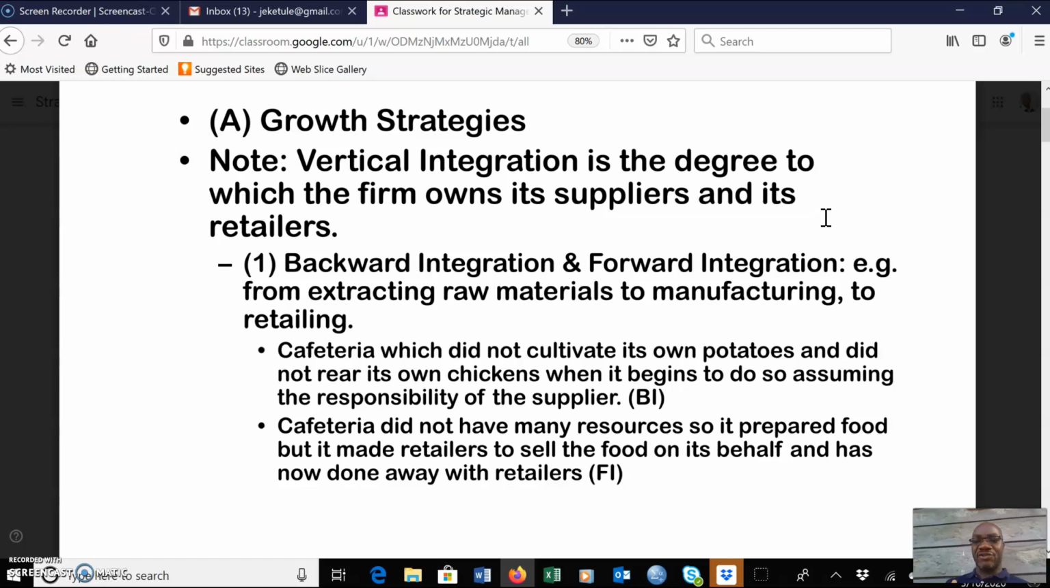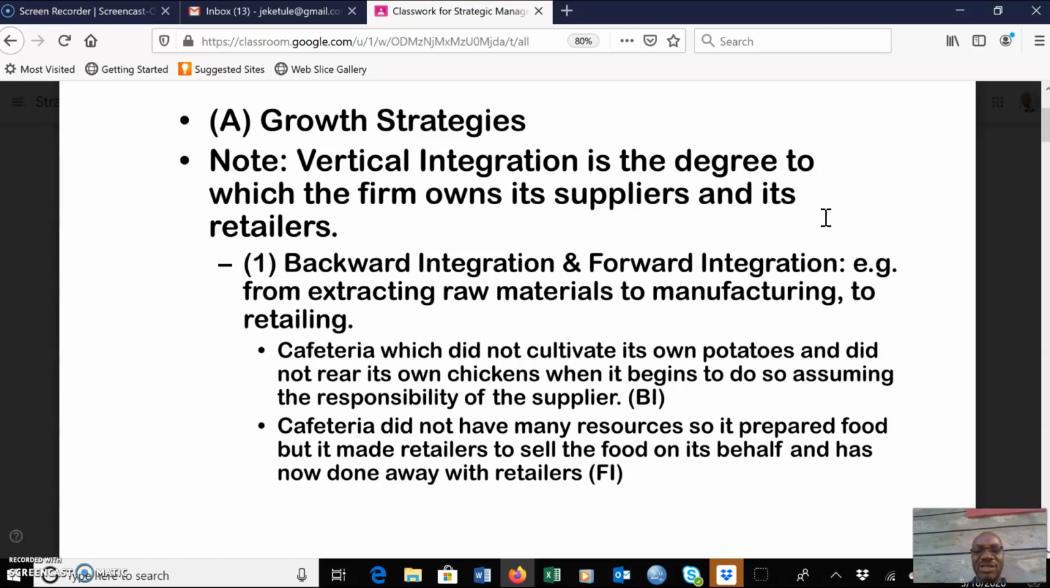Now, let's look at the first scenario of growth strategies. The first scenario is backward integration. In this, we'll explain the two, backward integration and forward integration. Backward integration has to do with this: if you are an organization selling some products, you ask yourself, are you supplying yourself those products? For example, I've given an example there of a cafeteria which did not cultivate its own potatoes and did not rear its own chickens. When it begins to do so, assuming the responsibility of the supplier, then it is doing backward integration. So it's moving a step back to start supplying itself with, let's say, raw materials. That is backward integration.